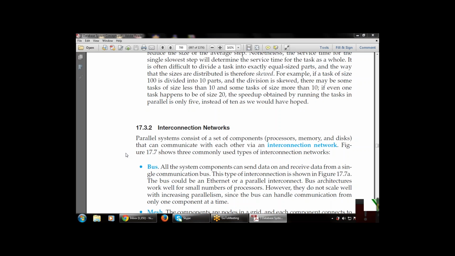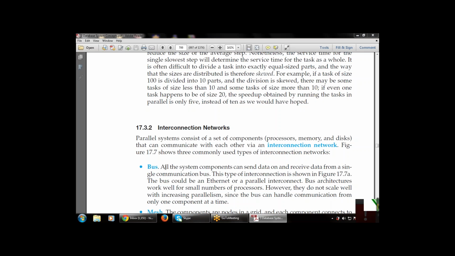Today I am going to continue with the same module, that is the database design concepts, and the same chapter, that is chapter number 17, network database architecture. In the last class we finished chapter number 17, and today I am going to start with chapter number 18, that is the parallel system.